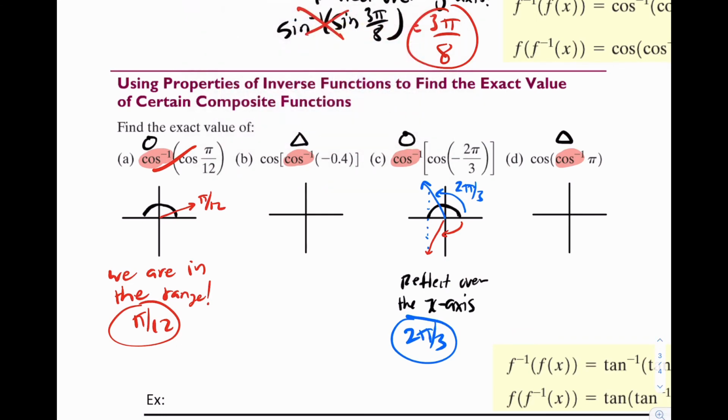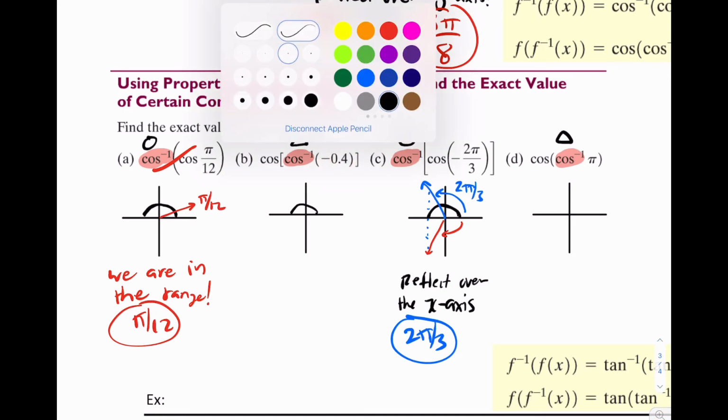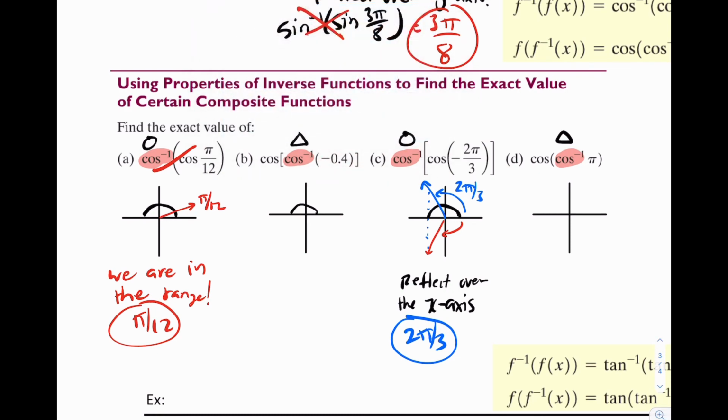Okay, let's do the triangle ones. We're going to highlight same thing, 1 and 2. Now notice how this is negative 0.4. That's important because that means your triangle is going to be in the negative region. So your triangle is going to be somewhere here. So to make it easy, I'm just going to put negative 0.4 and 1. You could use 4 and 10 or 2 and 5, but I think it's easier just to do this.